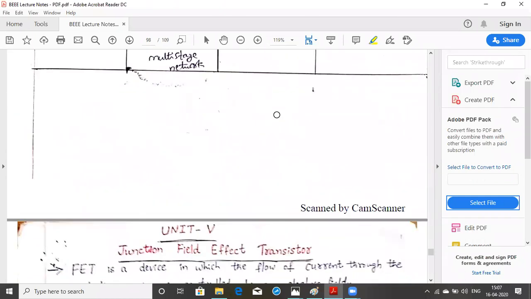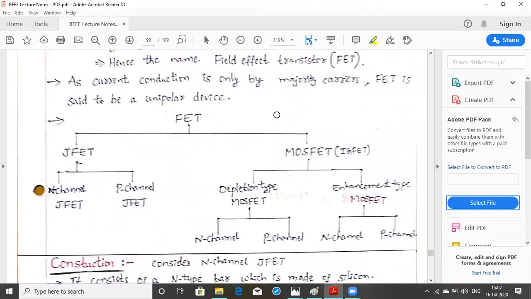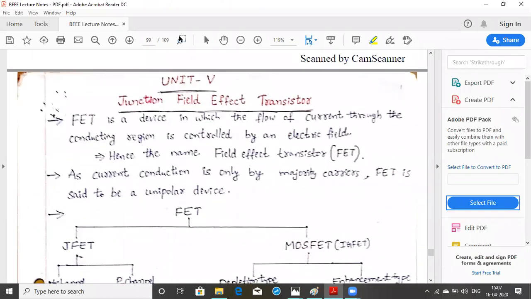Almost 50% of Unit 5 is completed. We are left with the JFET. We'll discuss the JFET from tomorrow's session. If you have any doubts, please ask me. You can message me in the chat box. If anyone wants to ask orally rather than in the chat box, you can give me a message and I will unmute you, only you, the participant.